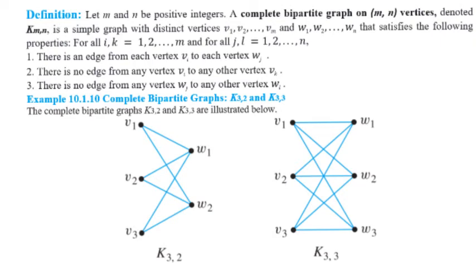In a similar way, you can find K3,3 on the right hand side of the picture. As you see, we have 3 V's and 3 W's. None of these V's are connected to each other, none of these W's are connected to each other, and every V is connected to a W using an edge.